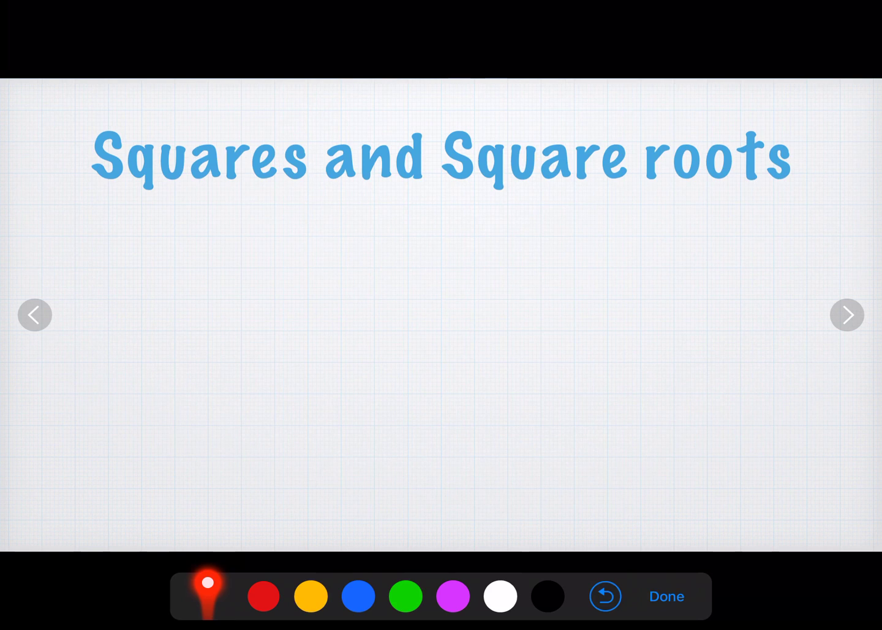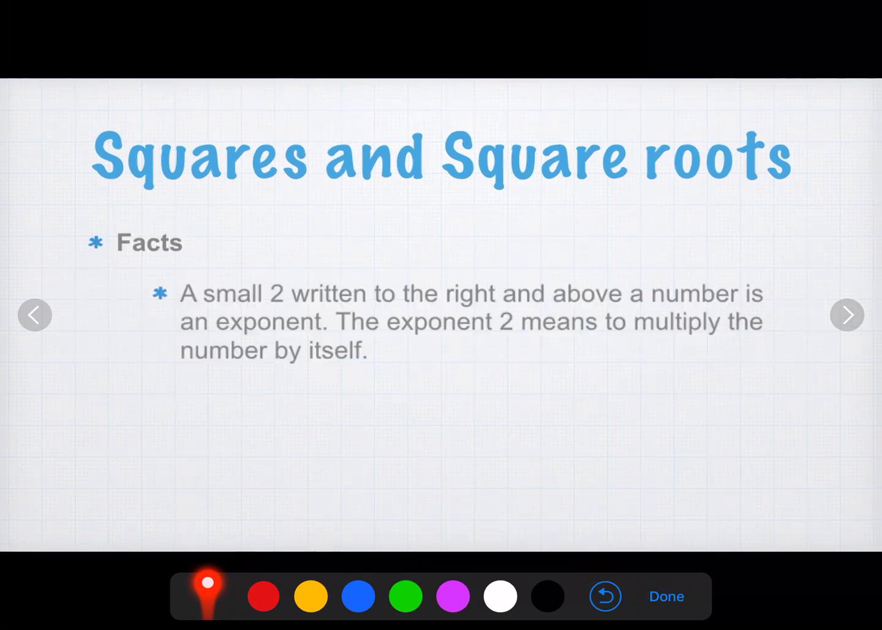Just a reminder before we move on, you do have to know the area of a rectangle and the area of a square. You also have to know how to find the perimeter of different shapes. So make sure you keep reviewing those formulas that we have already learned.